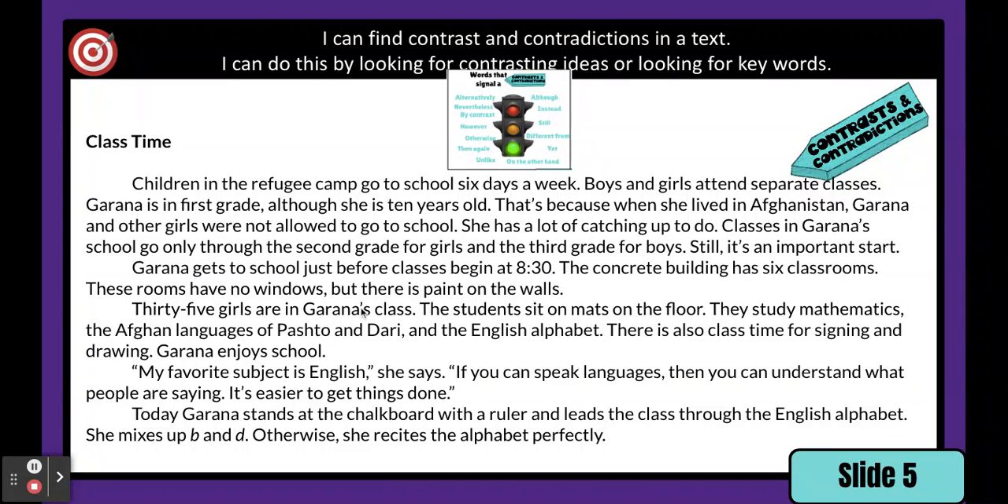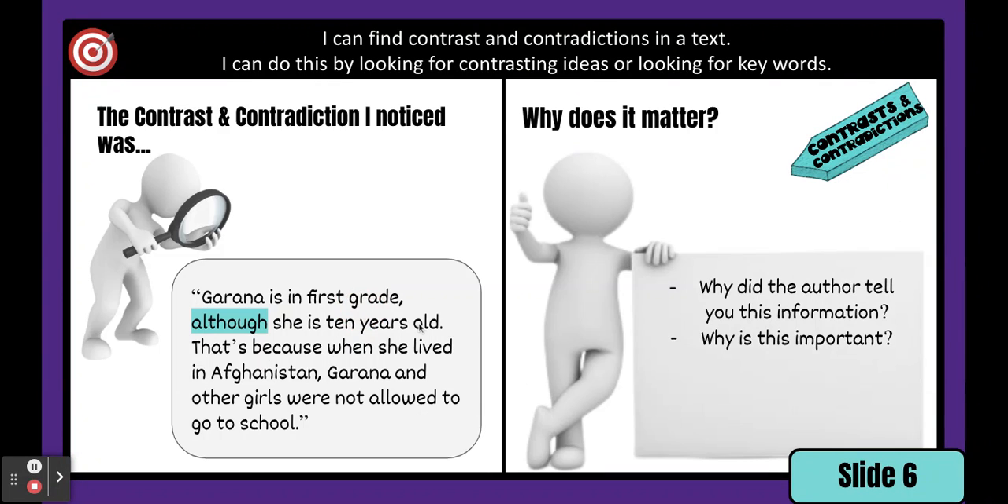All right, what contrast and contradictions are we noticing? So one thing that I noticed, hopefully you did too, is that it says Garana is in first grade, although, did you pick up on that word? She is 10 years old. That's because when she lived in Afghanistan, Garana and other girls were not allowed to go to school. So think about, why does it matter?